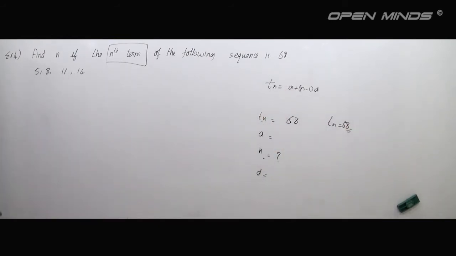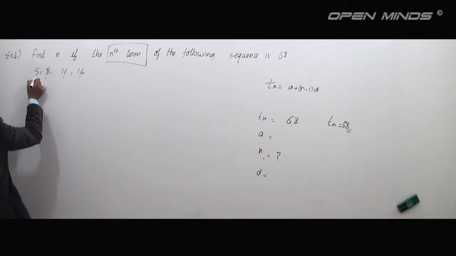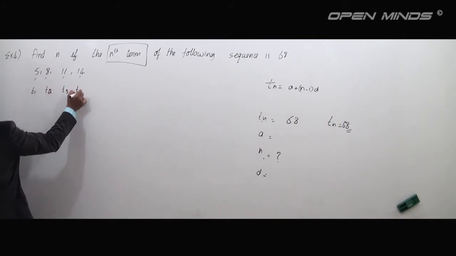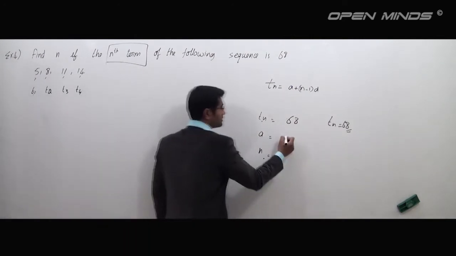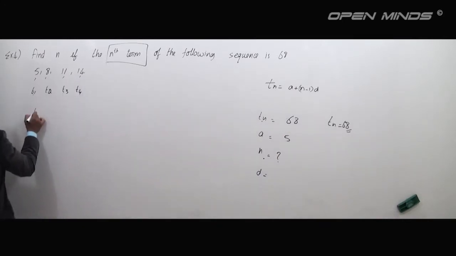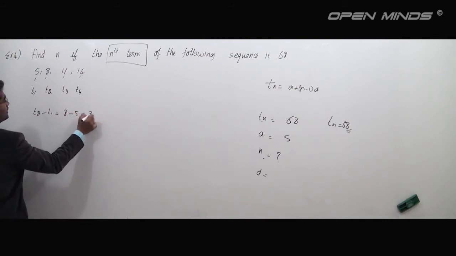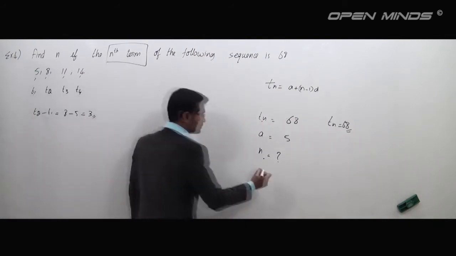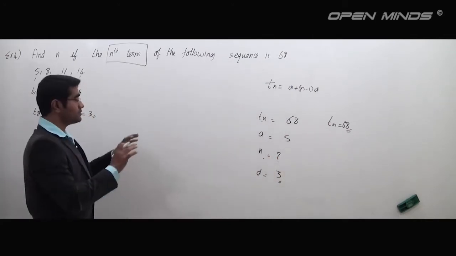What next? In the following sequence, I have 5, 8, 11, 14. So the first guy is T1, this is T2, this is T3, this is T4, right? So the first term is 5, so I can write A is 5. And to find the common difference, I just write T2 minus T1, which is 8 minus 5, which is 3. I got this guy. So D is 3. So I'm looking for what? N. Alright, so that's a very simple problem.